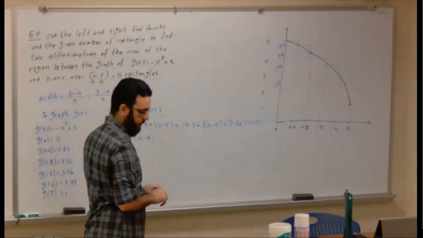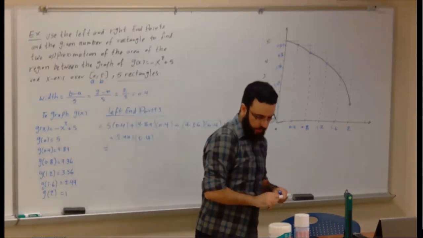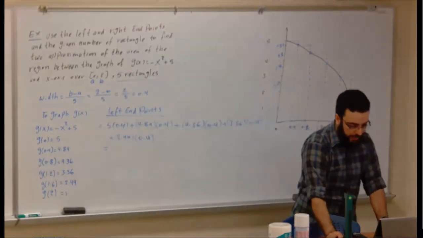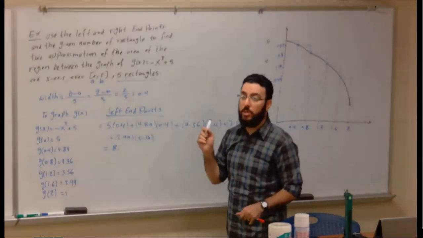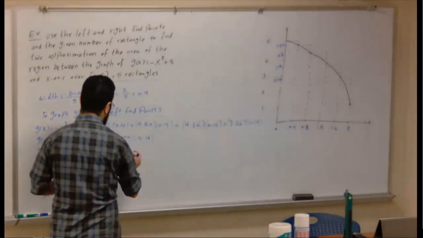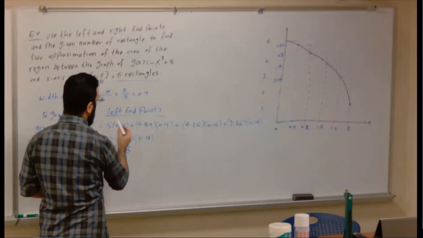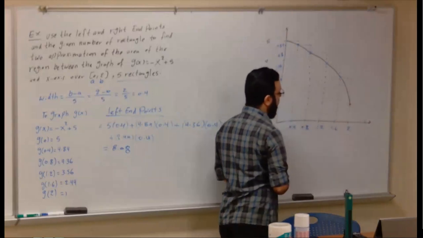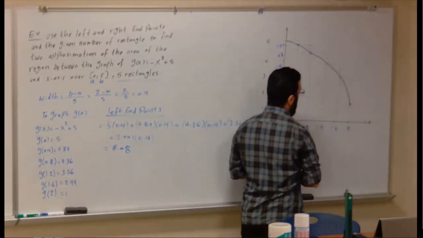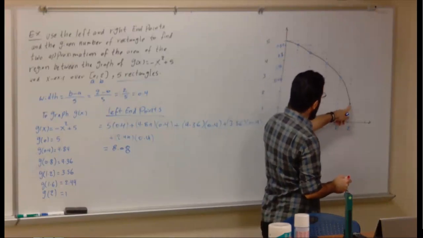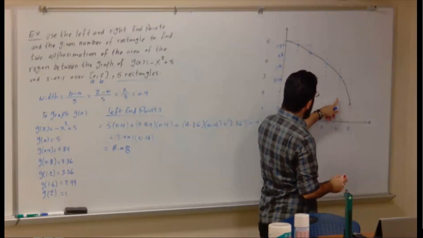How much is it going to be? It's only for the left. Again, this method is an approximation. 8.08. So 8.08. This is just the left endpoint. See, that's the last rectangle. Now we're going to do the right one. The right rectangle is going to start here, at this point. You're going to go like this.